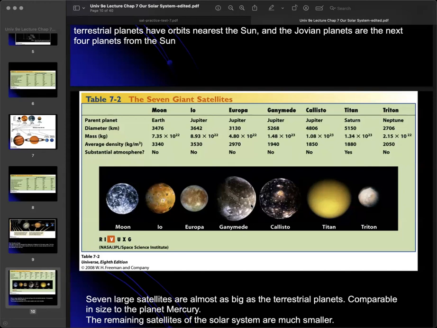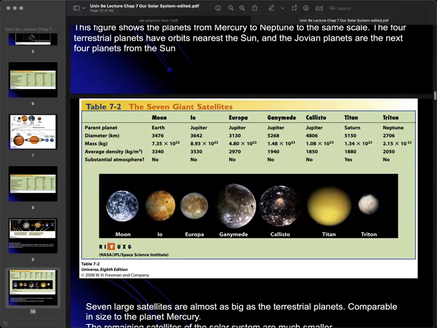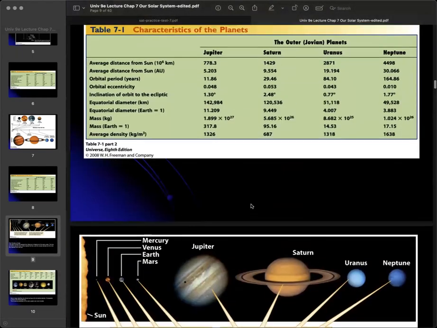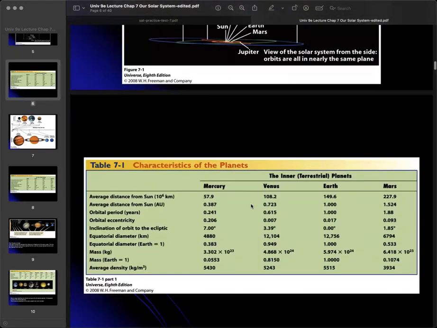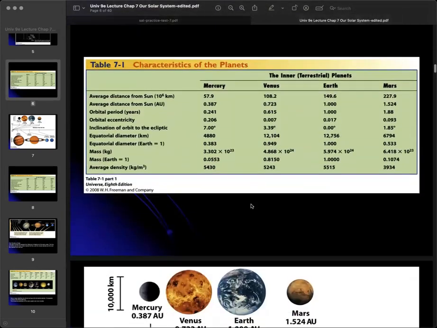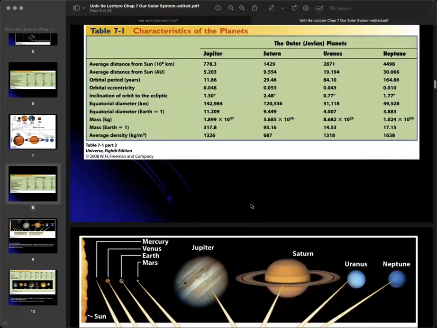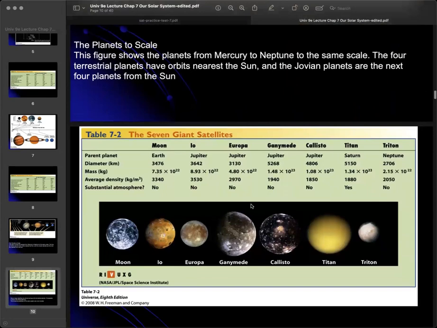So if we look here, the diameter of Ganymede is 5,268 kilometers, whereas the diameter of Mercury is 4,880. So Ganymede, which is a moon of Jupiter, is actually bigger than Mercury.